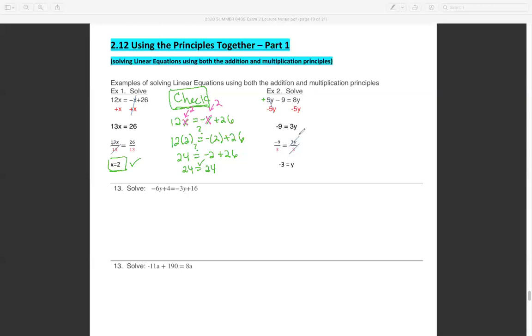And then how do we undo multiplying by 3? We're going to divide by 3 to this side, divide by 3 to this side to get negative 9 divided by 3 gives us negative 3. All right, so let's go ahead and solve this one here.